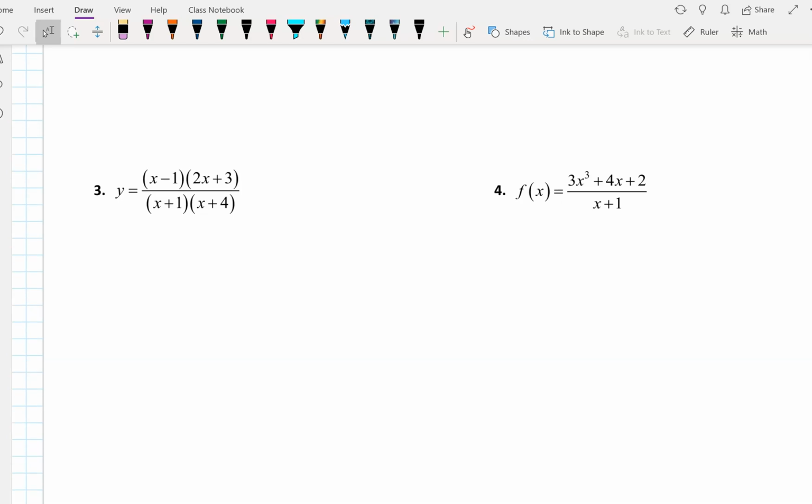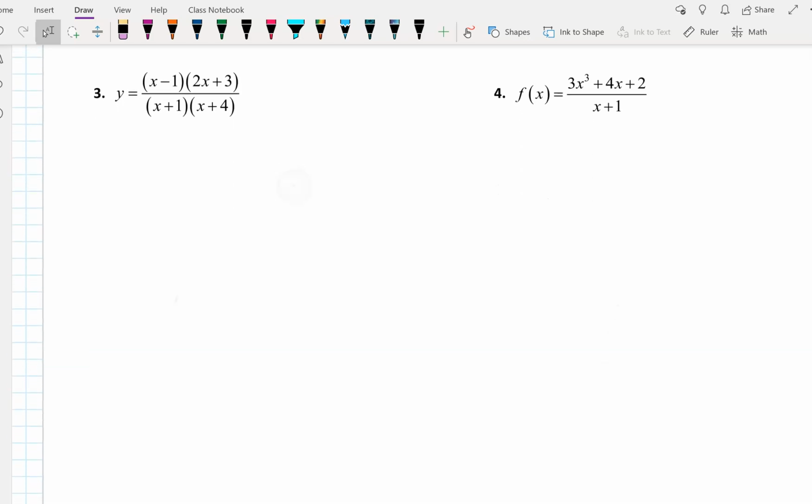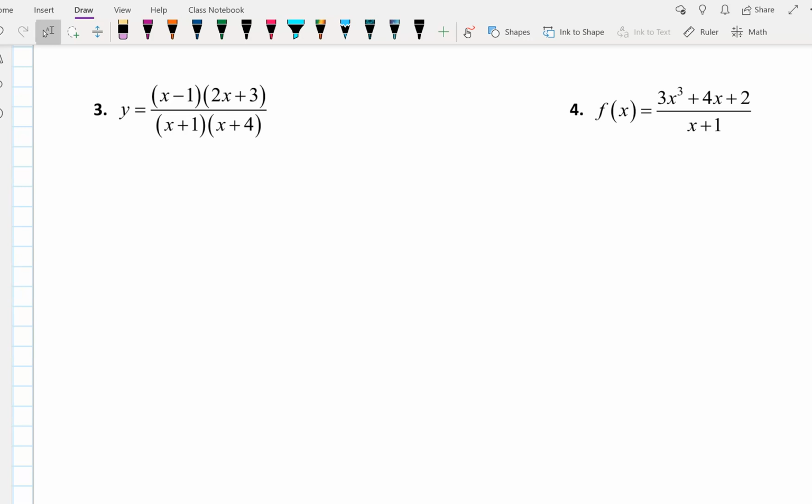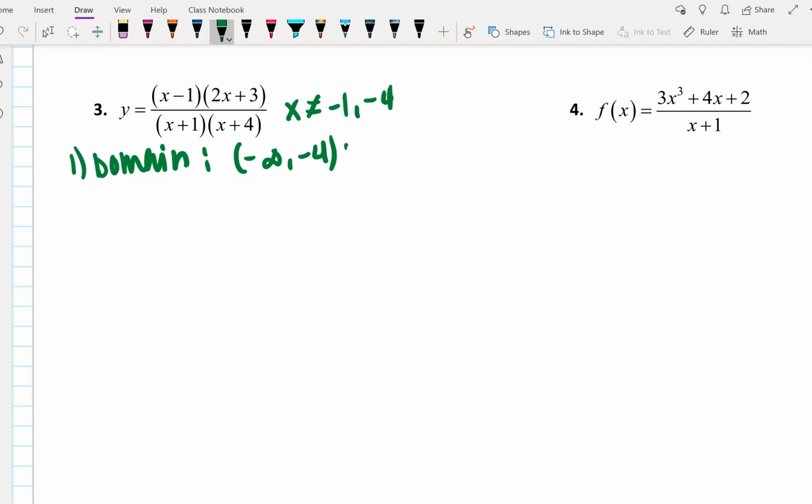We're going to do number 3. So number 3, we're going to do all the characteristics because it's factored for us all nice. So we'll do our domain. Okay, so domain is where x can and cannot be. So x here cannot equal a -1 or a -4. So for my domain, -infinity to -4, union -4 to -1, and then -1 to +infinity.